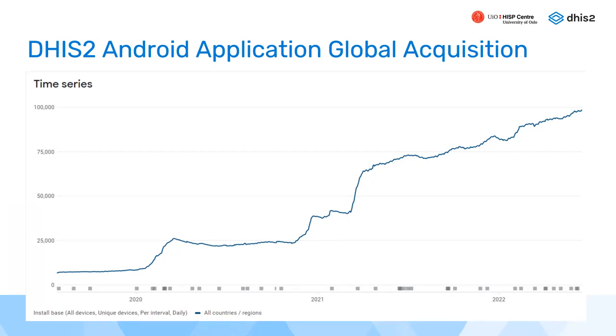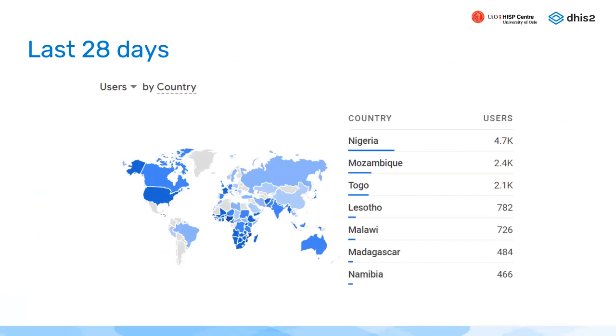Okay, so we have already almost 100,000. It is a big success, I believe, for UIO and for the whole community, but we want to keep improving. If we go to see this country by country, we can see that we have Nigeria, Mozambique, Togo, Lesotho, Malawi, and it's been used in most of the countries of Africa, in many countries of Southeast Asia. We are starting in Latin America as well.